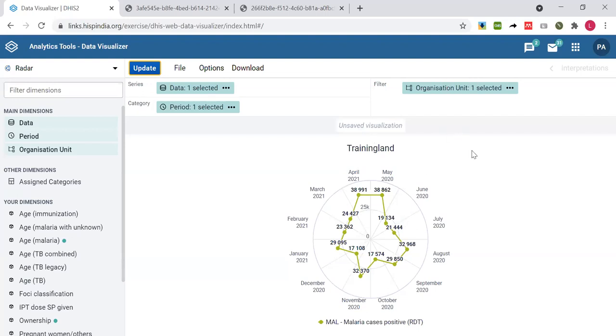And the data is filtered from the training land. For the entire training land, we have the data, okay? So in a nutshell, in a radar chart, what you have to do is put under category whatever we are having in this outer circle, and the data, whatever you want to see in the line, one line or multiple lines, you can have it in the series dimension, all right? Hope that is clear.